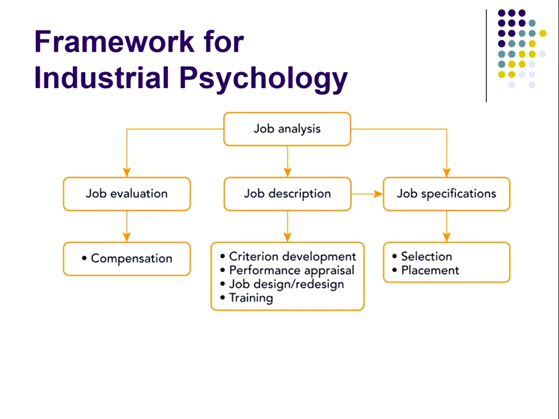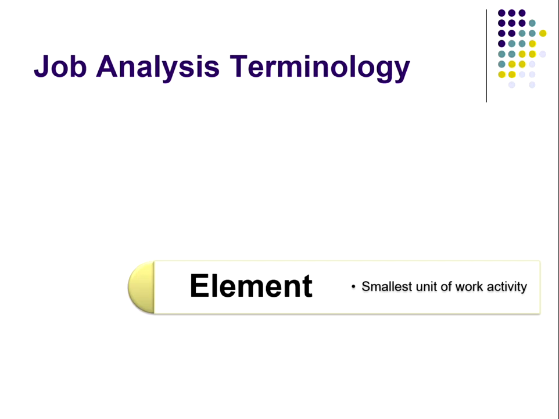Job analysis flows into job specifications, and job description also flows into job specifications. We use job specifications when we're doing work in placement and selection of employees. So you can see that a lot of the things that an IO psychologist does, and for sure an industrial psychologist does, really depend at the root on job analysis. So before we dive in and start seriously talking about job analysis, let's talk about some of the words we're going to use or that you're going to see in your textbook.